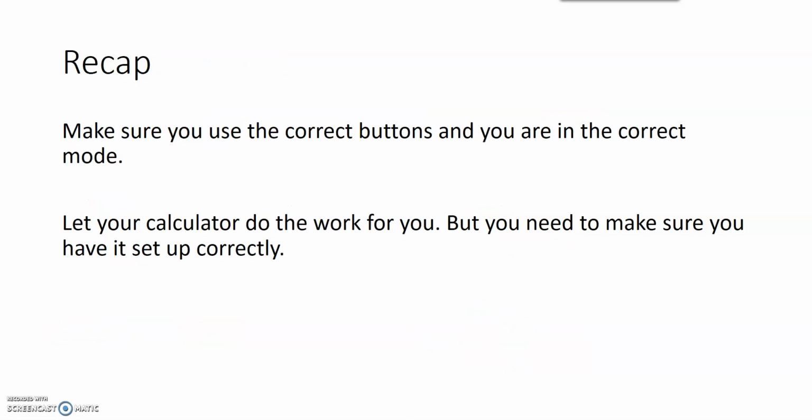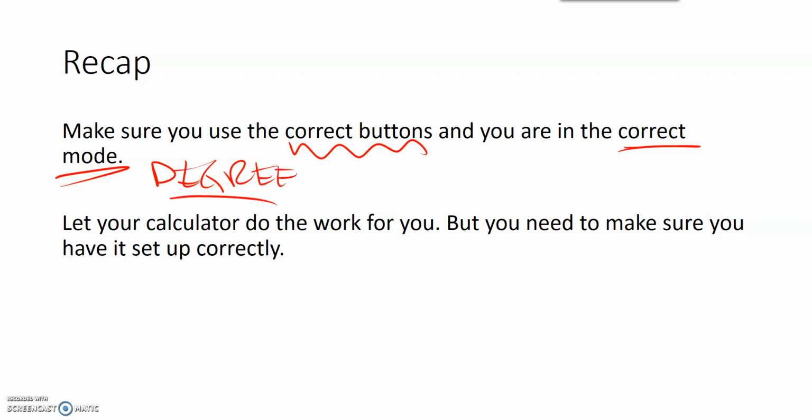A little bit of a recap here. Make sure you use the correct buttons, the correct trig function. If I use cosine instead of sine, obviously I'm going to get the wrong answer. And make sure you're in the correct mode. Make sure it's in degree mode. Google it if you need to figure out how to change it to degree mode. My recommendation today is not to overthink it. Let the calculator do the work for you. But you need to make sure that it's set up correctly in the first place, because if it's not, you're going to get every question wrong. If it's in the wrong mode, you're sunk.